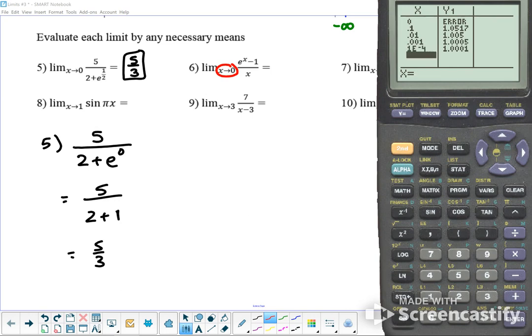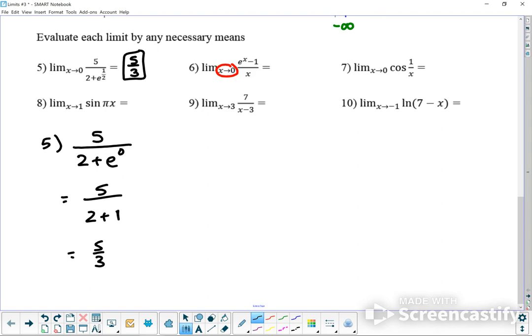Okay, and if I do it from the left side, negative 0.01, negative 0.001, you can see that they're all coming up from the 0.99 side. And then if I come in from the right-hand side, they come in from the 1.01 side, right? So I know now that my limit is going to be 1.